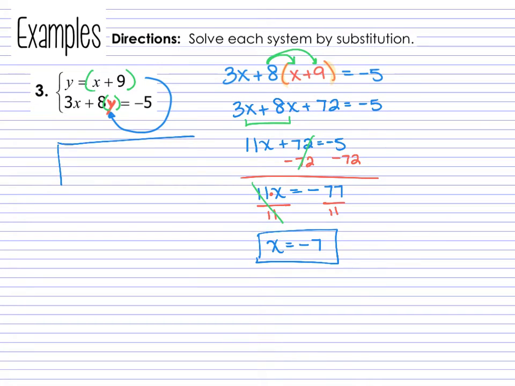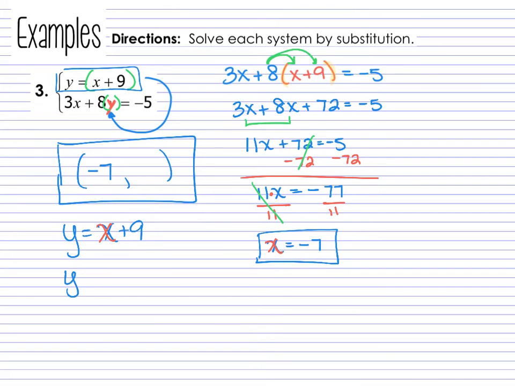So again, here's my answer box. I know I'm going to have a point that's x comma y, and I know my x is equal to negative 7. Halfway there. Now we're going to take that negative 7 and plug it into that first equation. So I'm going to rewrite it, y equals x plus 9. But I know that x is equal to negative 7, so I'm going to say y equals negative 7 plus 9. I took my x value and substituted it in for the variable. Now I can solve for y.